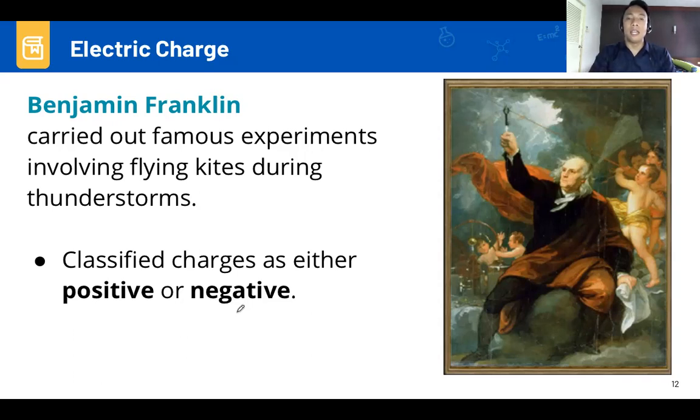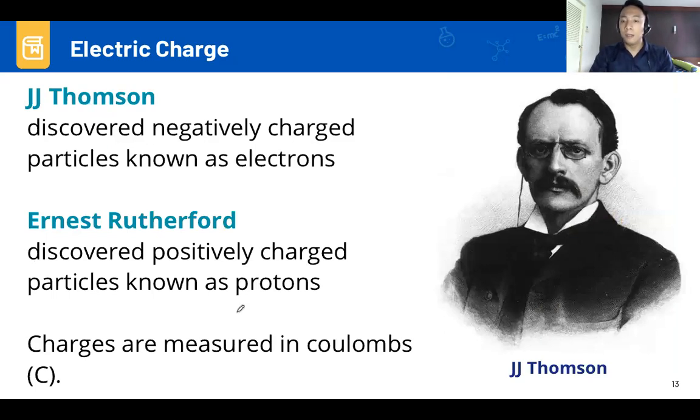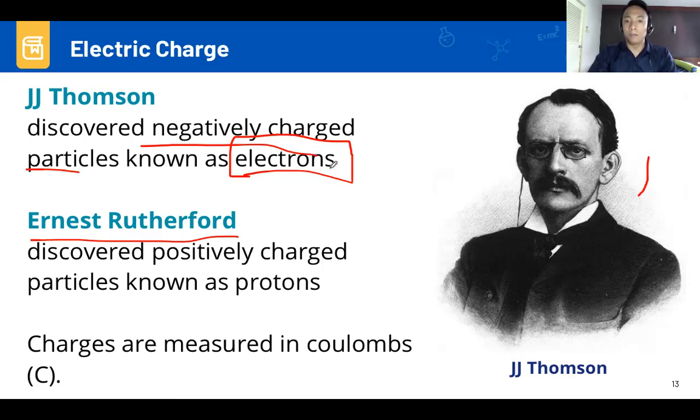Okay, let's see the other scientists. We have J.J. Thomson. J.J. Thomson discovered negatively charged particles known as electrons. Si J.J. Thomson and si Ernest Rutherford, sila na yung nagpangalan ng two charges na na-discover ni Benjamin. So kay J.J. Thomson, he discovered negatively charged particles. Kapag negatively charged, that is what we call electrons. And si Ernest Rutherford discovered naman yung positively charged particles, known as protons.